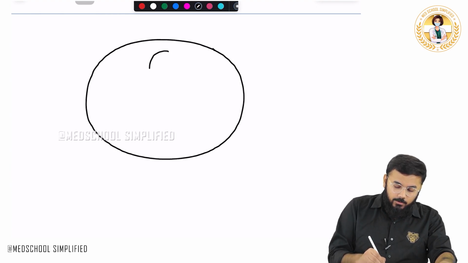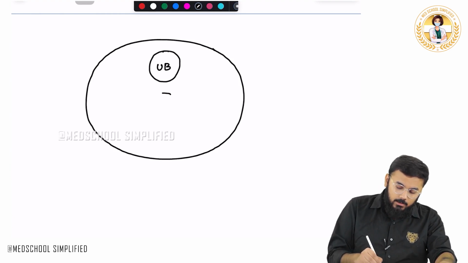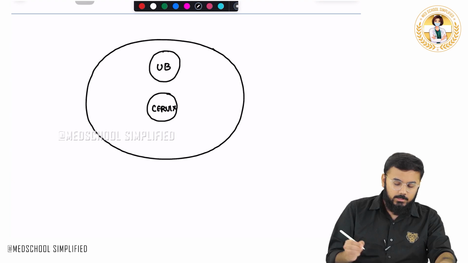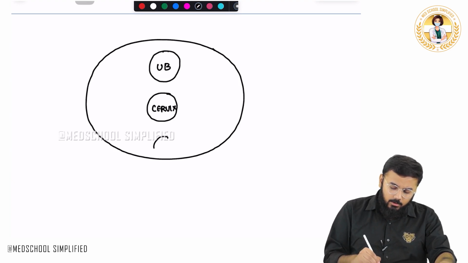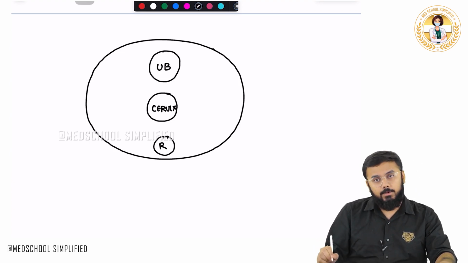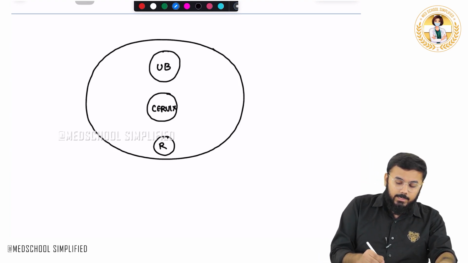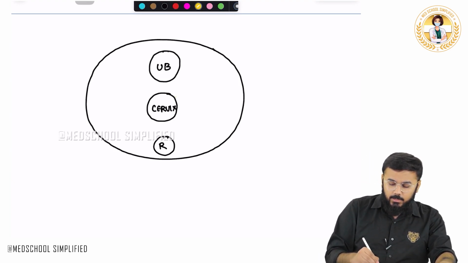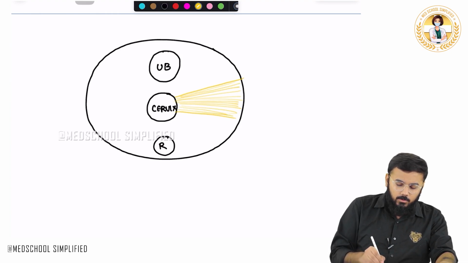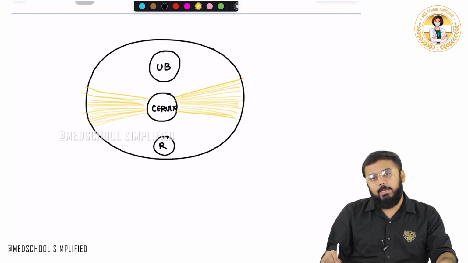On the top here you have got urinary bladder. This is your urinary bladder. Just beneath that urinary bladder you have got your cervix. This is your cervix, and back here you have got your rectum, R for rectum. Okay. Now, in the center over here, you have got a ligament like this. Now, is this ligament vertical or transverse? This ligament is completely transverse, right?